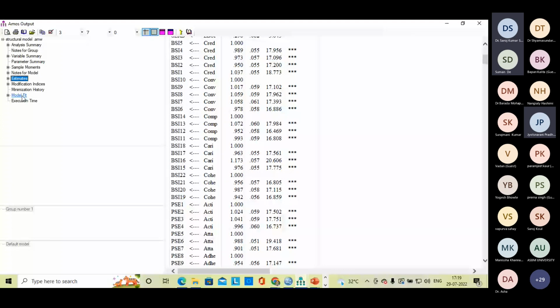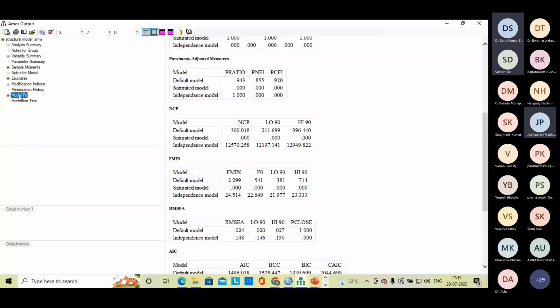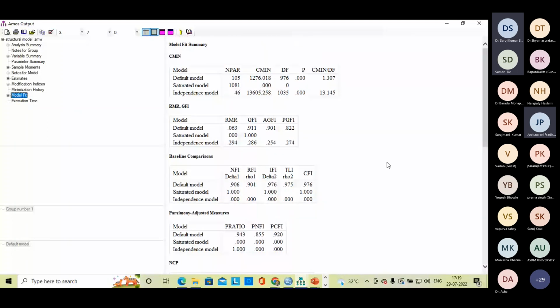Look at my cursor movement. There is an option called model fit. Click there, and all the model fitting indices will be given to you. Do not worry, there are many model fitting indices, but not all of them are required for every model. Let us go one by one.